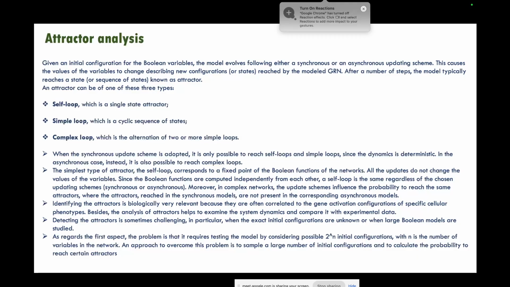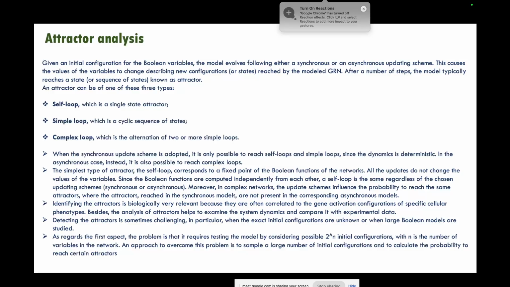Detecting attractors is also sometimes challenging, particularly when the initial set of configurations is unknown and large Boolean models are studied. In that condition, detecting the attractor becomes much more complicated and computationally difficult. As regards the first aspect, the problem is that it requires testing the model by considering 2 to the power n possible configurations, where n is the number of variables in the network. So this is a very computationally exhaustive process.